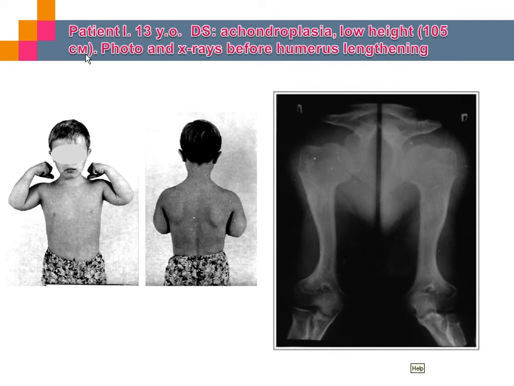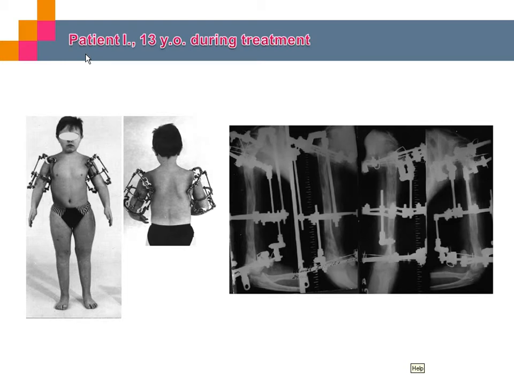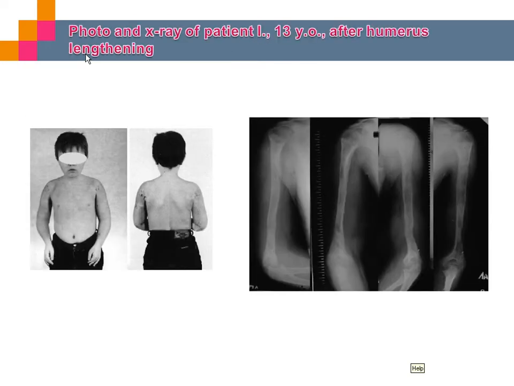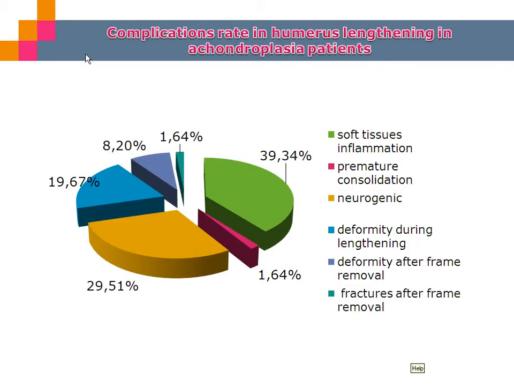Clinical example: a 13-year-old patient diagnosed with achondroplasia, low height, tibial lengthening for 14 centimeters. At the final stage of treatment, we performed double corticotomy of both humeri, Ilizarov fixation, 77 days of distraction and 82 days of fixation. 10 centimeters of lengthening was achieved. Flexion contracture of the elbow joints was eliminated. The treatment result was good.